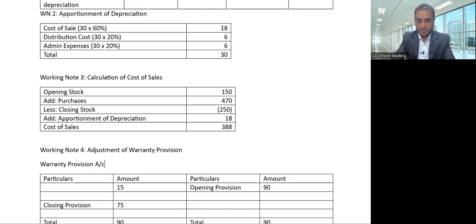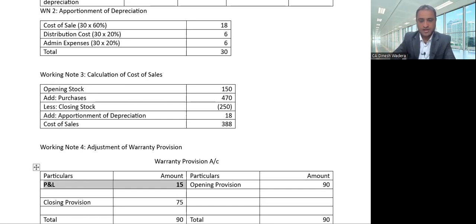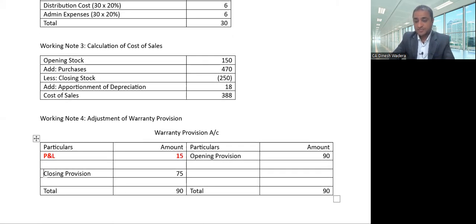To balance this account, you had to put a debit figure here, right? And the respective credit, the double effect will go to the P&L. Now, if you are crediting the P&L, are you considering it as an income or as an expense? Now see, warranty provision account, you have debited, right? So the respective double effect will go to the P&L. So if profit and loss account has been credited, it means it is an income.